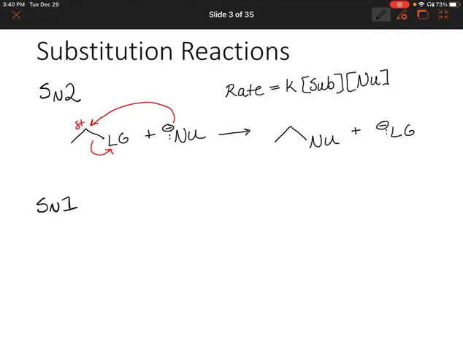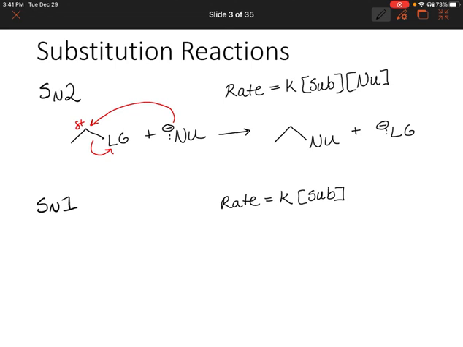Okay, now SN1, the 1 tells us we have a first order reaction. So if we write the rate law, that's equal to a rate constant times the concentration of just the substrate. So what this tells us is that the rate determining step of this reaction only involves the substrate. And that's actually the first step of the reaction.